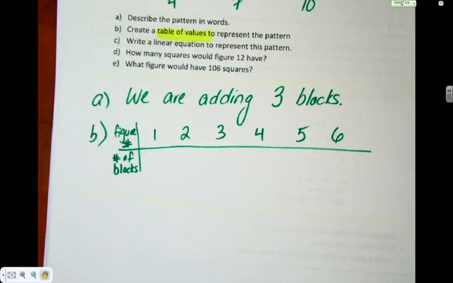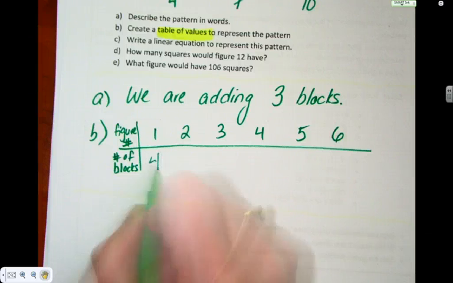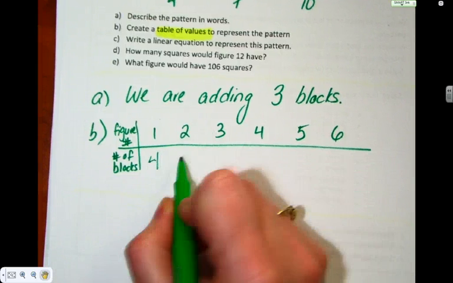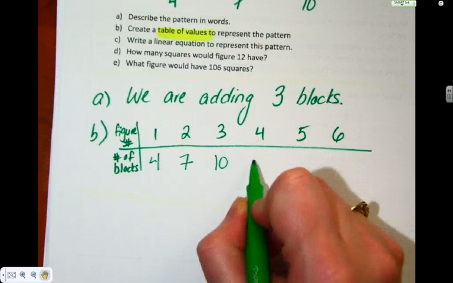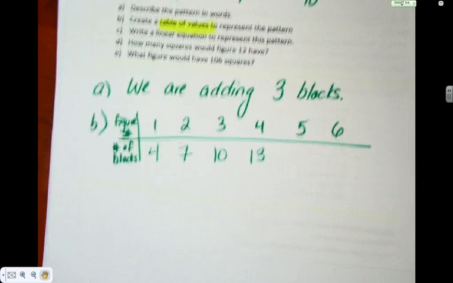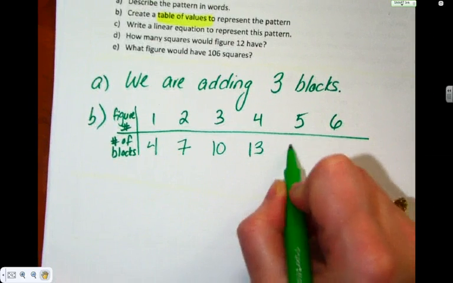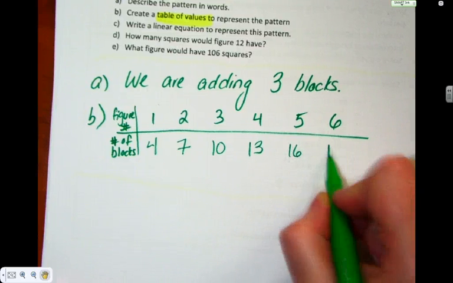The first figure, how many blocks? Second figure? Third figure? Okay, that was from counting. Now we're just adding on the pattern to figure out. We already talked. The next one would have 13 because we're adding 3 every time. And then 16, and then 19.